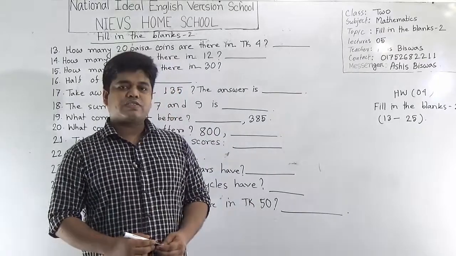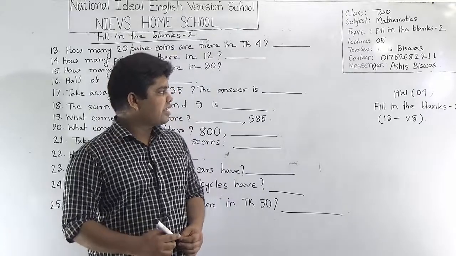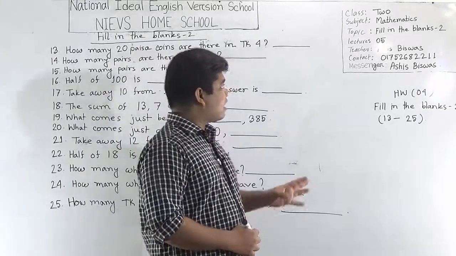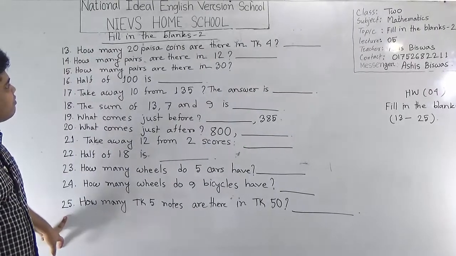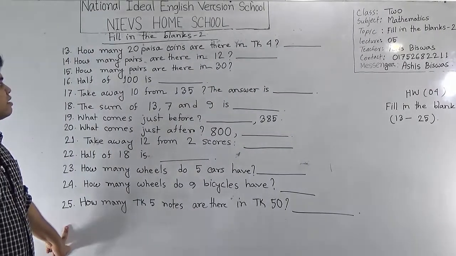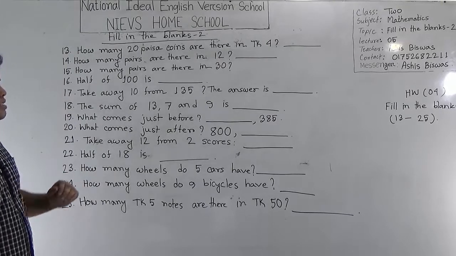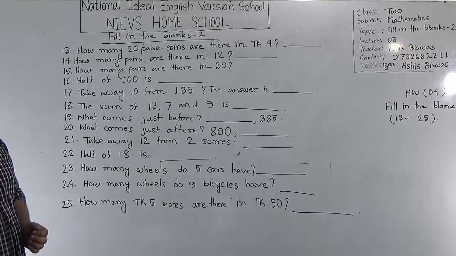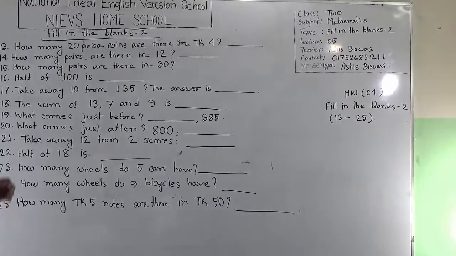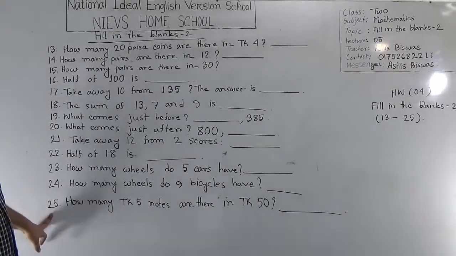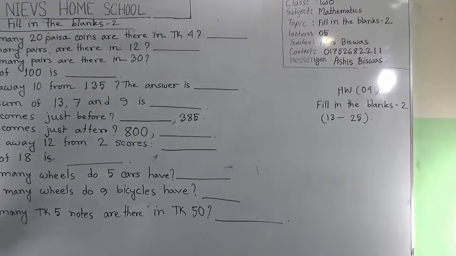My dear students, this is our 5th lecture. In our class we shall solve 13 to 25 fill in the blanks, and this is your SW also, SW number 4. You shall do SW 13 to 25 in your SW copy. So let us start our class.